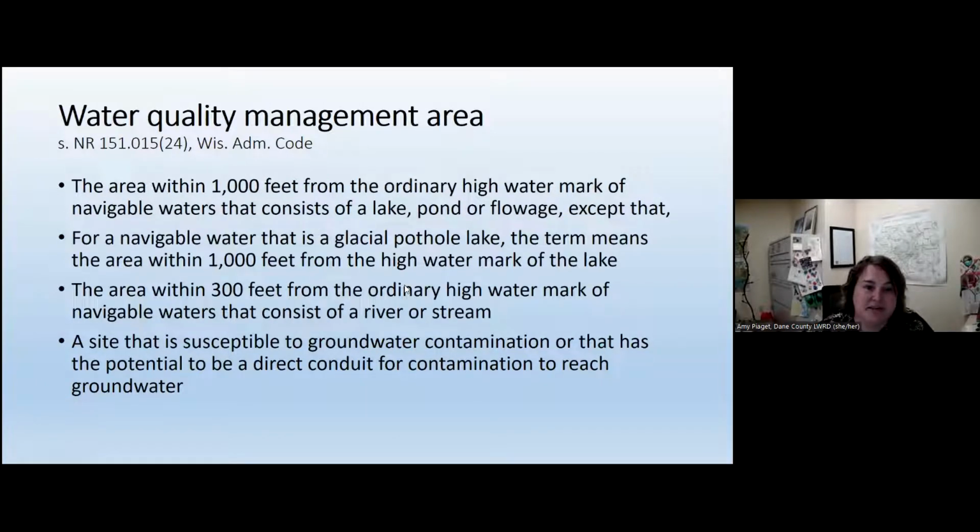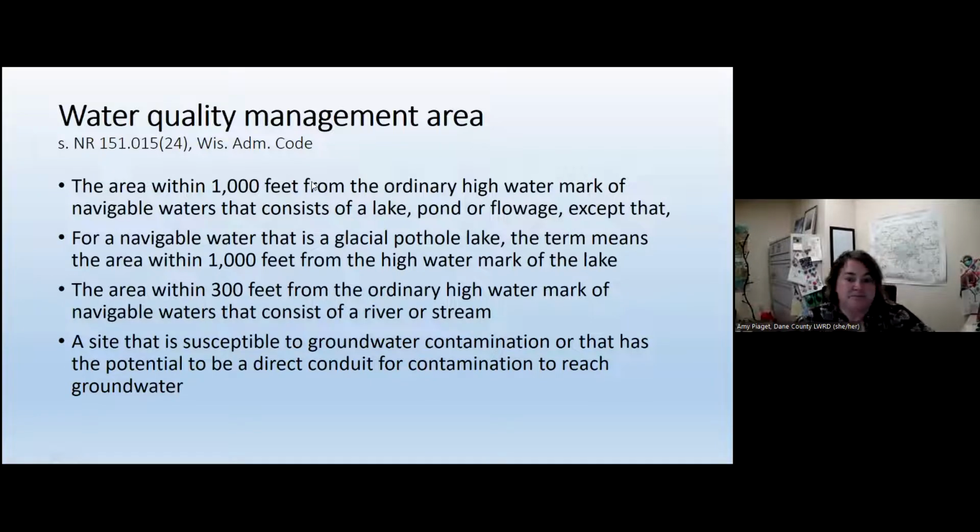And the final definition I want to walk through, because a lot of the performance standards reference this one, is the water quality management area. And these are the areas that are within certain setbacks of different types of water bodies. So the area within 1,000 feet from the ordinary high water mark of a navigable water that consists of a lake, pond, or flowage. So right away, you have to, as Mike was saying, go back and look at, okay, what's the ordinary high water mark and what is a navigable water? And is the water body that I'm looking at meeting all of those criteria in order to apply the 1,000-foot setback?